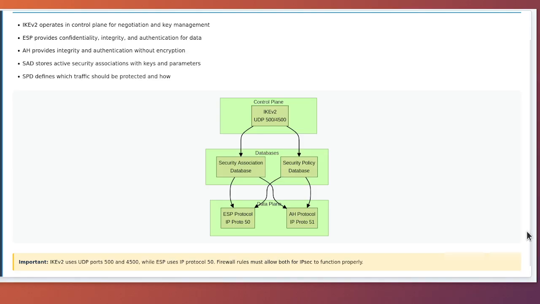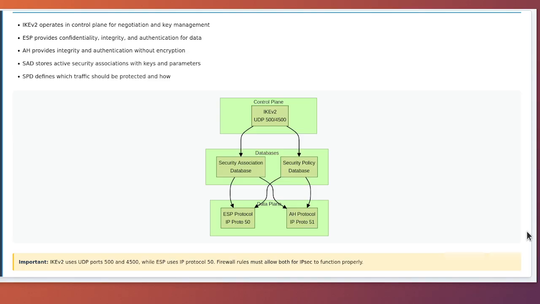The IPsec architecture consists of three main layers. At the top, we have IKEv2, which operates at the control plane. IKEv2's job is to negotiate security parameters, authenticate peers, and establish the security associations that govern how data is protected. Think of IKEv2 as the diplomatic layer that sets up the rules before any actual data transmission occurs.